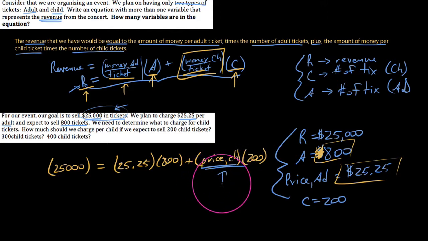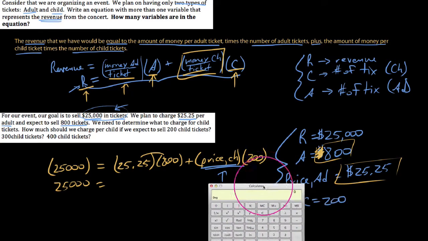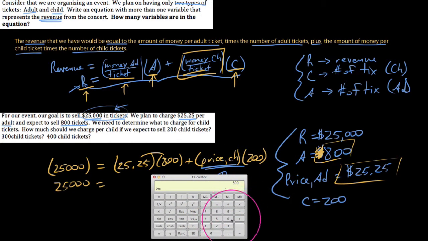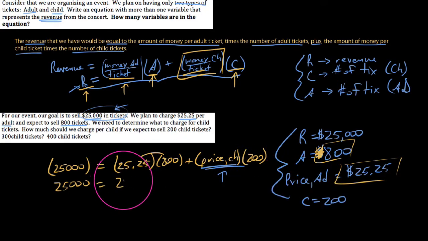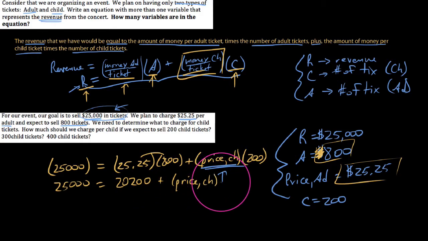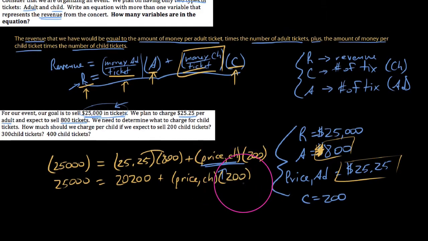So what we want to do is isolate this, which is really just solving an equation. Starting with, we need to simplify both sides. So I notice that the right side of this equation needs to be simplified. In this case, no distribution or combining like terms, but we have some multiplication. So 800 times 25.25, we can do this here. We pull our calculator up. 800 times 25.25, and we get 2,200. Not 2,200, but 20,200. Plus now the price for a child times 200.